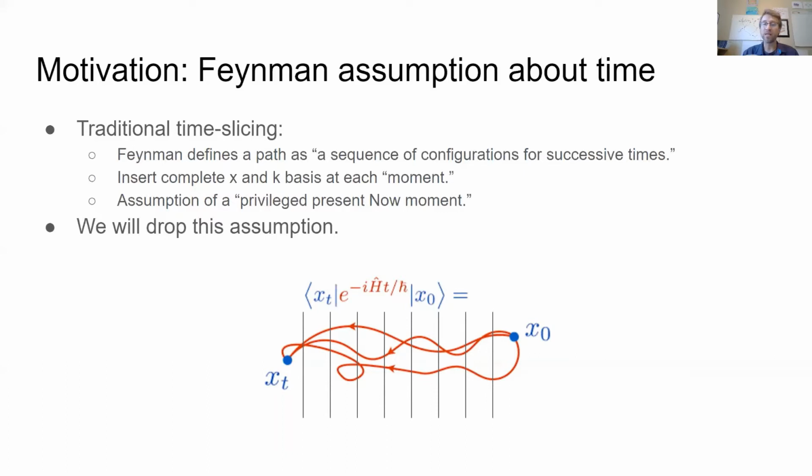And at each of these slices, we do what people do in physics all the time. We insert a complete x, which is position, and k, which is momentum basis at each moment. In other words, we're inserting these integrals over position and momentum at each time that we slice this progress. And that is essentially an assumption of a privileged present now moment. So we may not even realize it when we do the path integral theory, but we're assuming what I call a metaphysical assumption, that there's a privileged present now moment. We're going to drop that assumption.